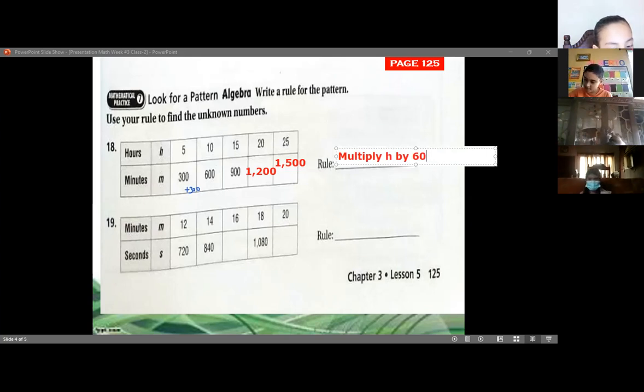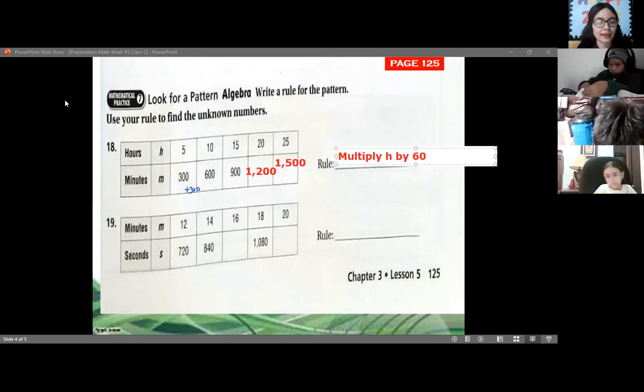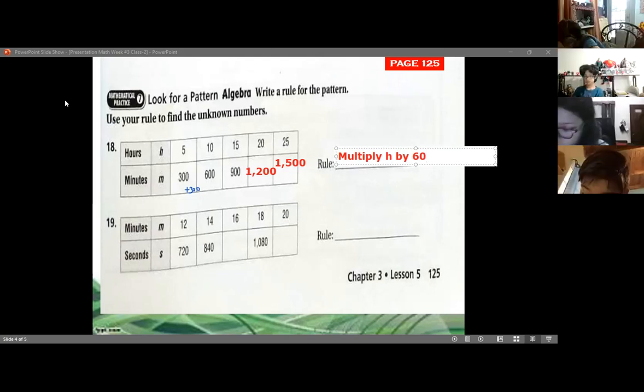If you multiply 5 times 60, what is the answer? You say 5 times 60, it's 300. 10 times 60 is 600. So if you multiply the hours by 60, you're going to get the answer. Or you can add, as Khaled did. Find this rule.